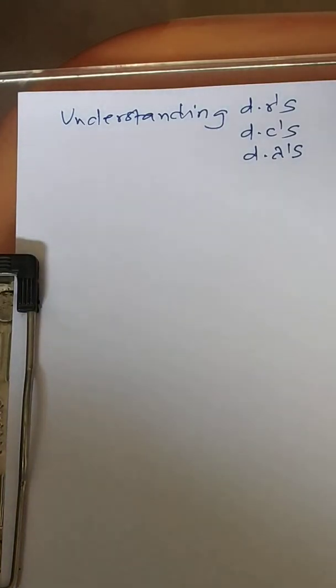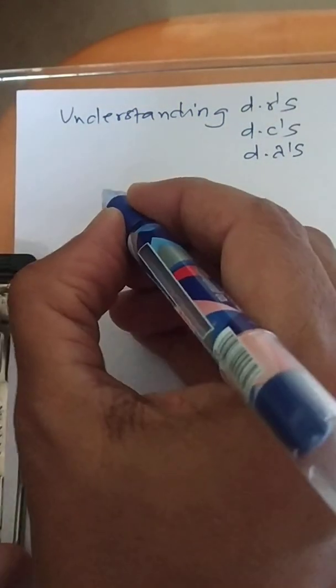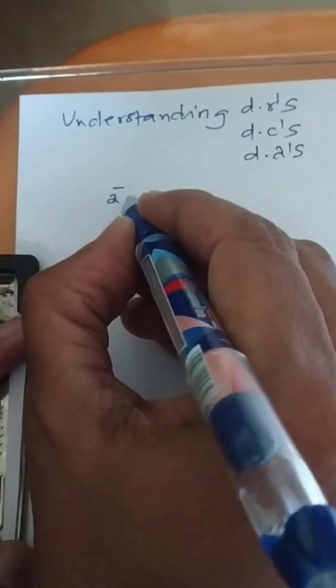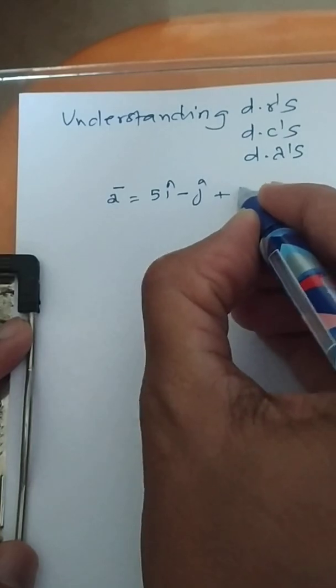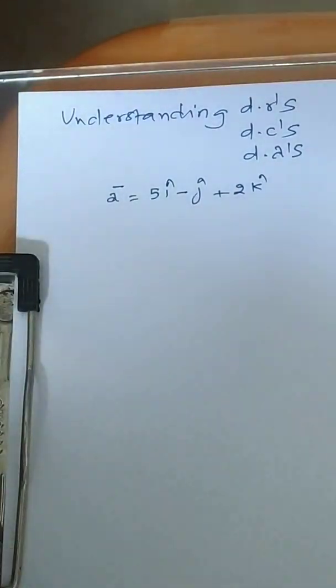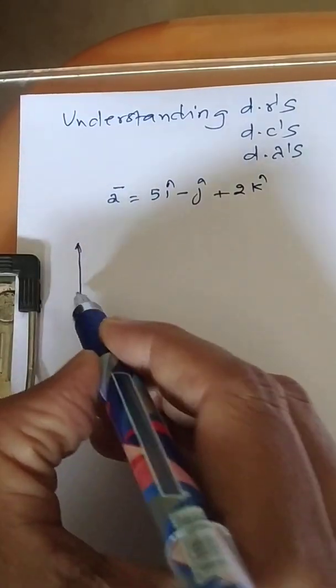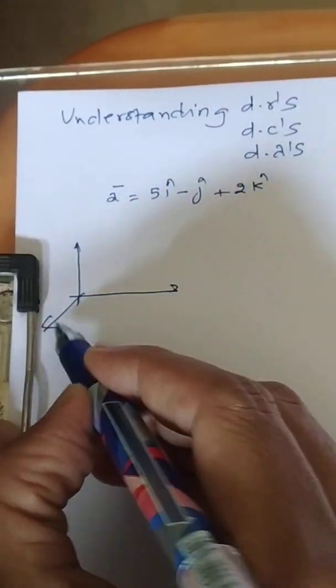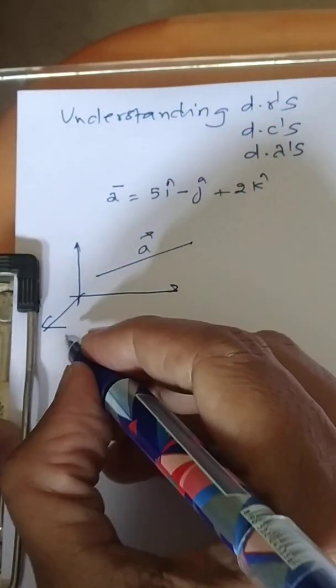To understand these three words at once, look at this: direction ratios, direction cosine, and direction angles. I'm just giving you one example. Let us say A is equal to 5i minus j plus 2k. This is nothing but one vector in the space. Now, my question is, I want to find out, this is the vector A. It will make certain angles with the xyz axes.